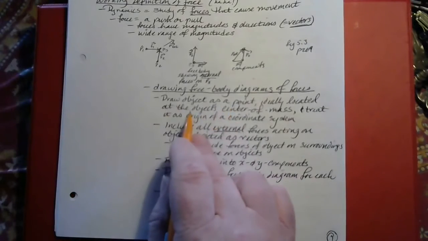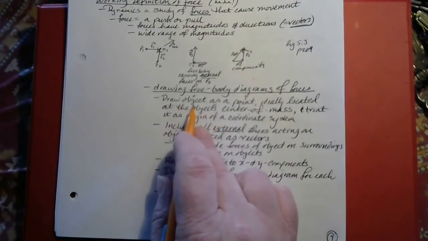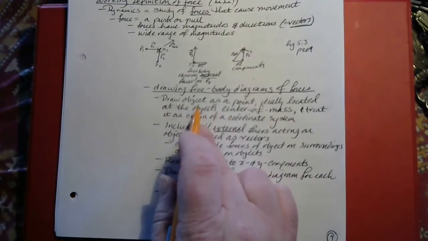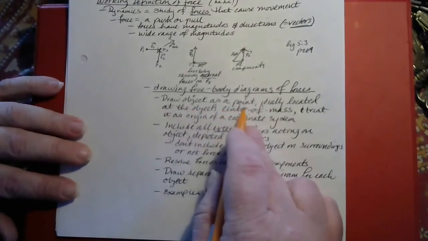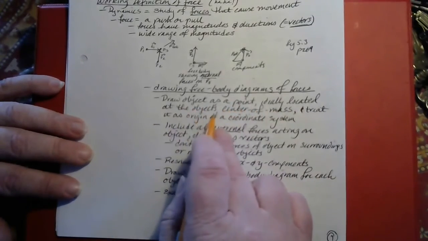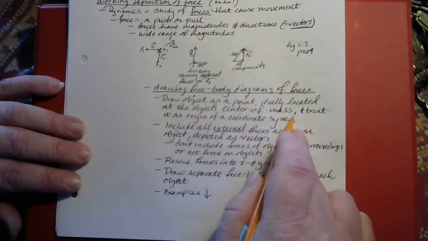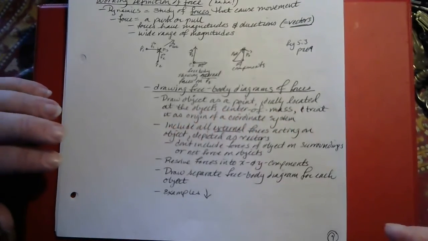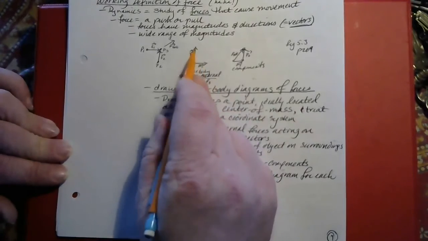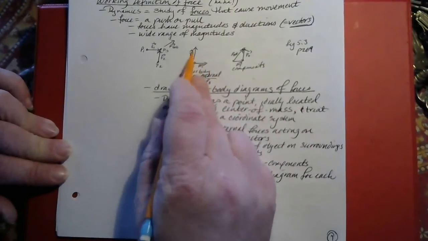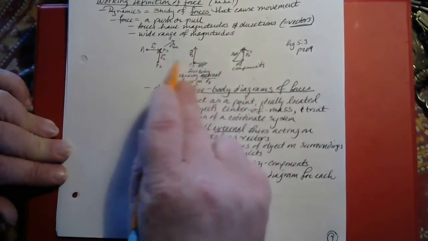There are some rules for drawing free body diagrams, and some of them I've already mentioned. The object that is being acted upon by external forces is usually represented as a point, ideally located at the object's center of mass. And you treat it as the origin of a coordinate system. That's why these vectors were going out from that spot instead of pushing into it like they were in the diagram of the actual skaters.